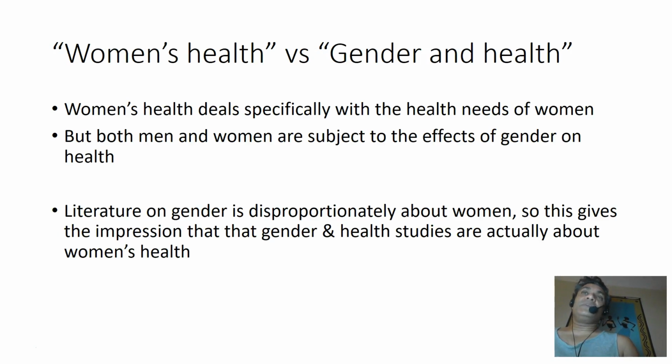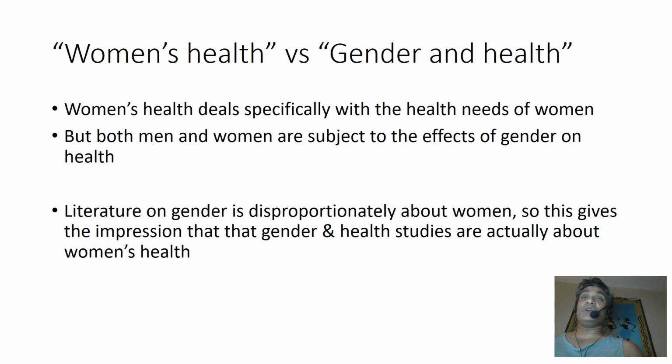Now, I want to make a note about women's health versus what we're talking about now, which is gender and health. So women's health is what we talk about when we're dealing specifically with the health needs of women. The reproductive needs and so forth, things that are specific to their anatomy and physiology. But gender and health is a discussion of both men and women and how we interact with the healthcare system and with health in general.